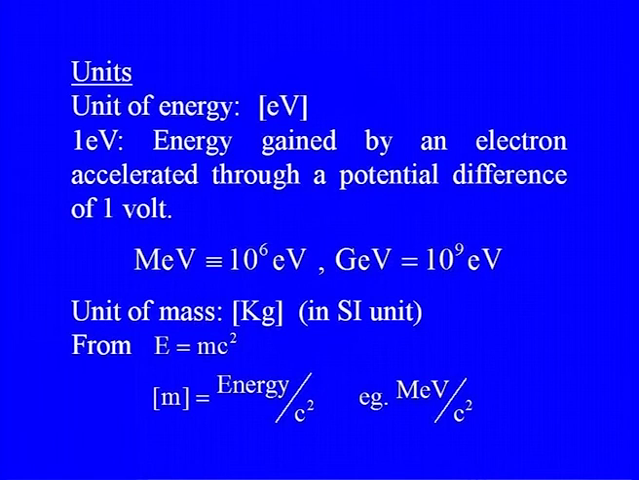What about the mass? Well, normally you would measure everything in grams or kilograms. Kilogram is the SI unit. However, if you consider the expression E is equal to mc squared, you can very well measure mass in terms of energy divided by c squared. Then you can measure mass in, for example, MeV by c squared, or eV by c squared, or GeV by c squared. So that actually helps a lot.